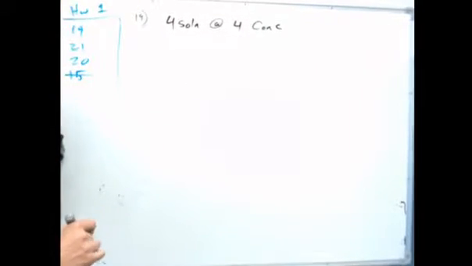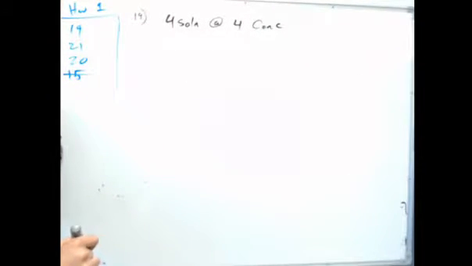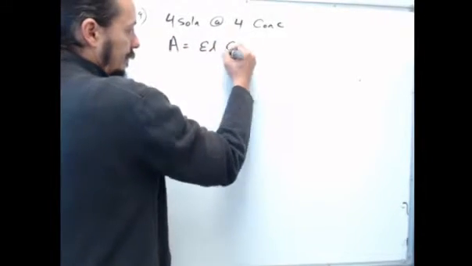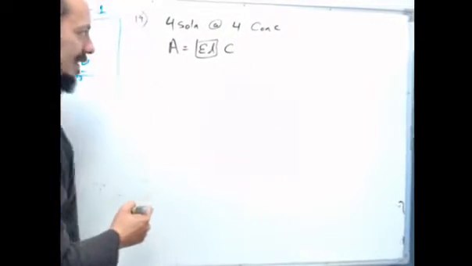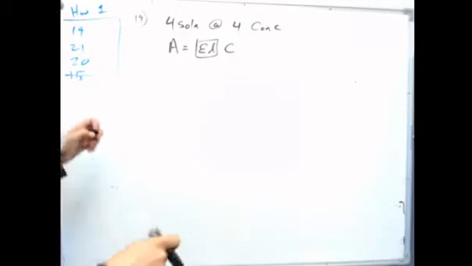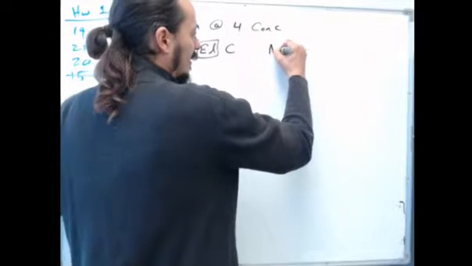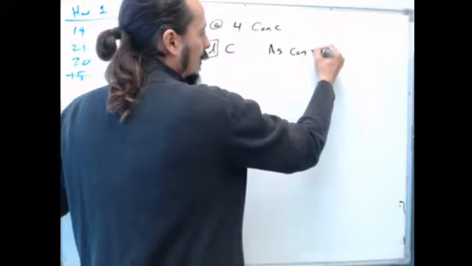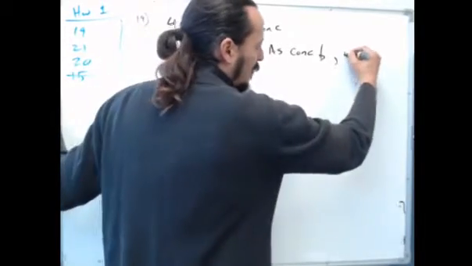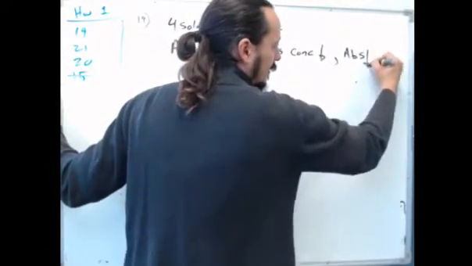Each one has a different concentration, right? How does concentration relate to absorption? Directly. So this is pretty much like a constant. Absorption and concentration are directly related. So all we have to say is, as concentration goes down, absorbance goes down. That's it.